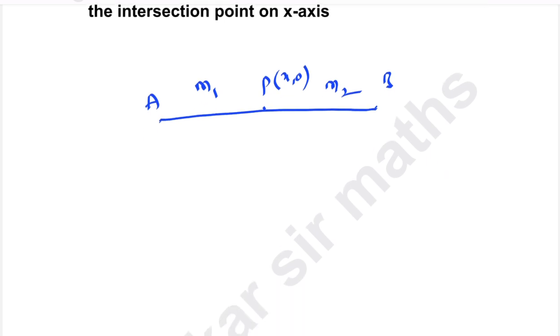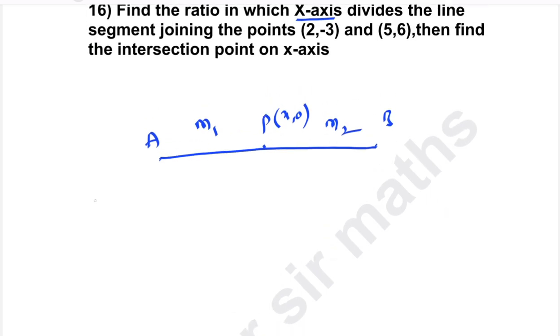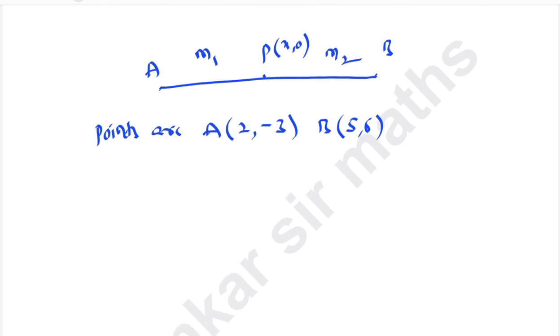Now I am writing the given points. So given points are, what are the points there? A is (2, -3) and point B is (5, 6). Now, a point on the x-axis. So if I take P, therefore it will be (x, 0). On the x-axis every y-coordinate value will be 0.